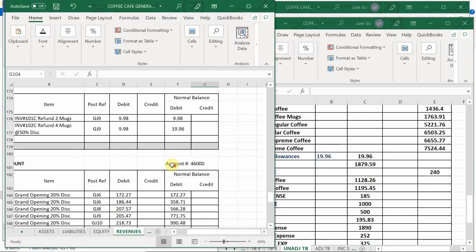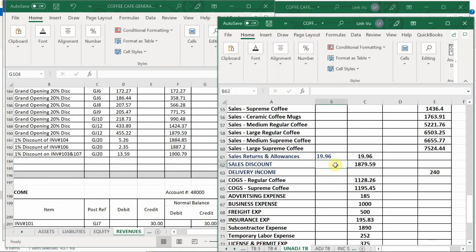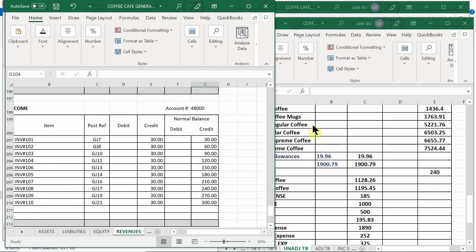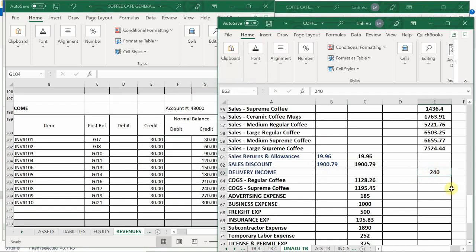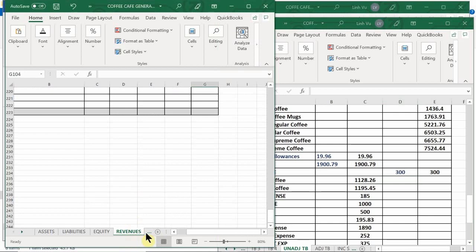What about my discount? Sales discount. We have 1,979. Okay. And then what about my delivery income? $300. So in this column, it's going to say $300. Interest income, nothing. So then, let's see what's next.